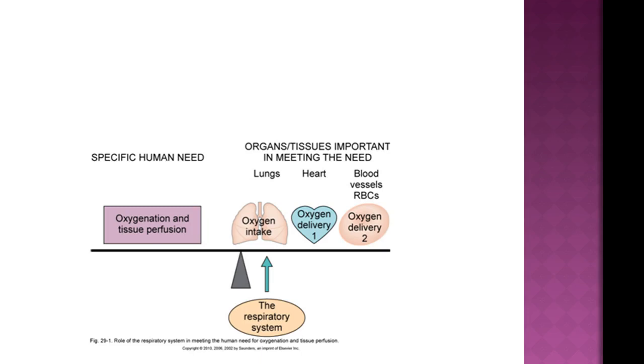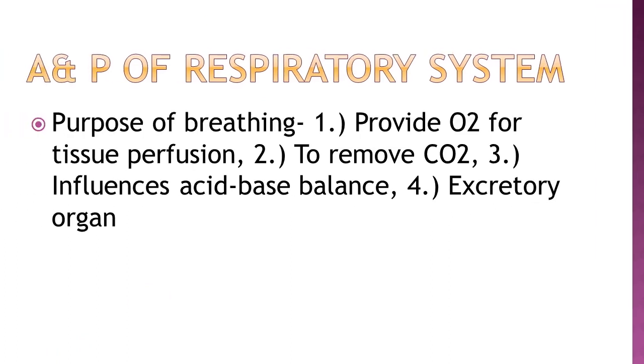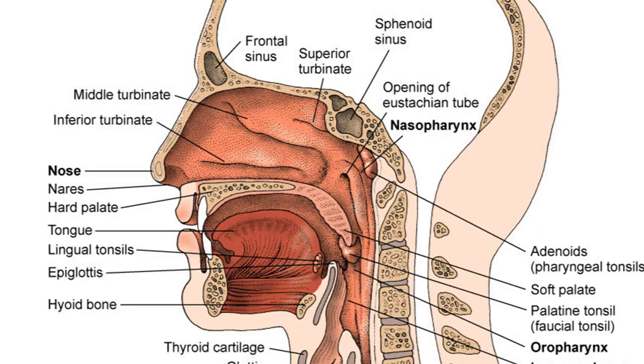Obviously, this is just a slide showing the balance of oxygen intake and oxygen delivery, and again, oxygen delivery by red blood cells, along with the heart, helping with the active perfusion. I've already talked about what the purpose of the respiratory system is. Makes sense. And again, this is why I'm saying we just can't think of the respiratory system as just about the lungs and the alveoli, but we're talking about structures of the upper respiratory system.